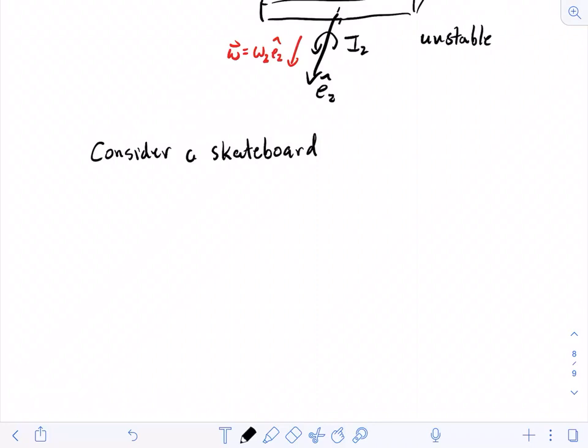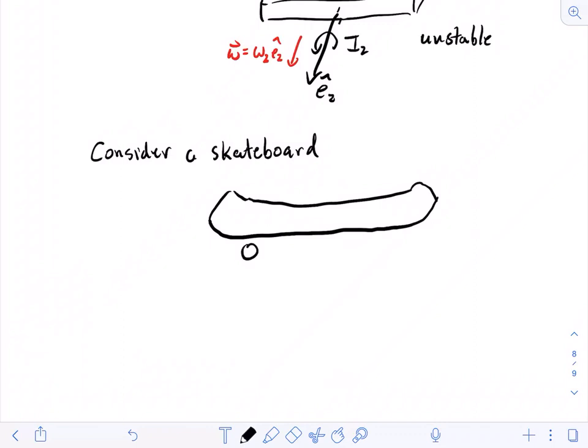I'm not a skater and I've never been, but this is actually a pretty interesting example. So let's see if I can draw a skateboard. Well, okay. I mean, it's not a great drawing, but you get the idea.